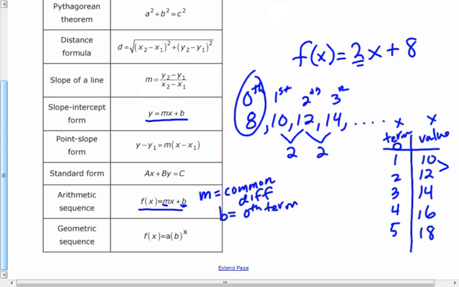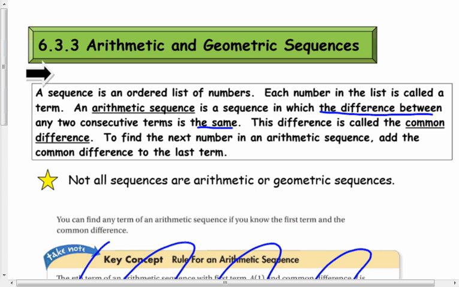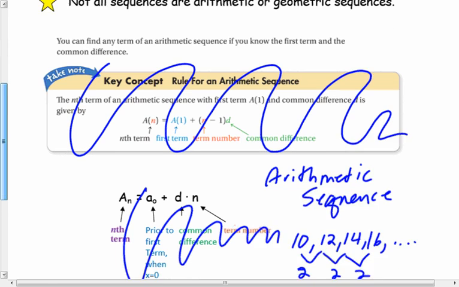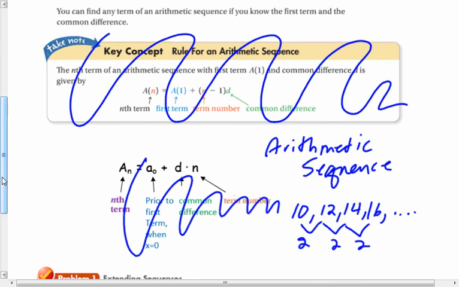If I wanted to find, say, the 20th term, I would represent that as f of 20, and I would do 2 times 20 plus 8, which is 48. So that's the idea there. Just going to cross out what all this says and just think of it that way.